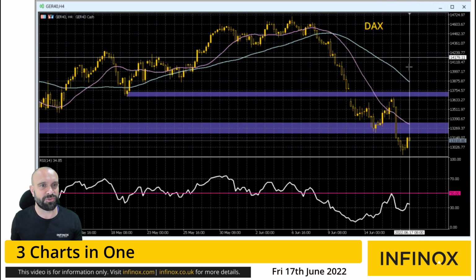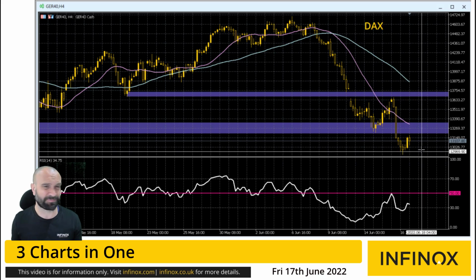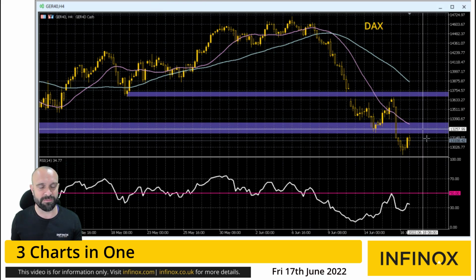You've got the initial support from yesterday's low that comes in around 12,930. So I think that is sort of the gauge, but I think selling into strength is now the way to play all these, certainly on the equity markets anyway.